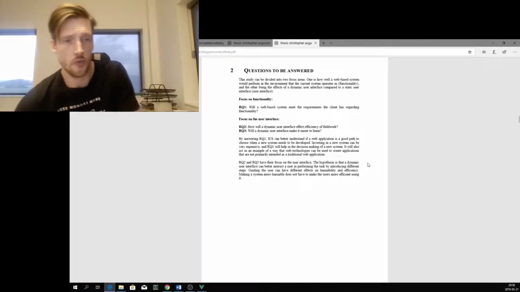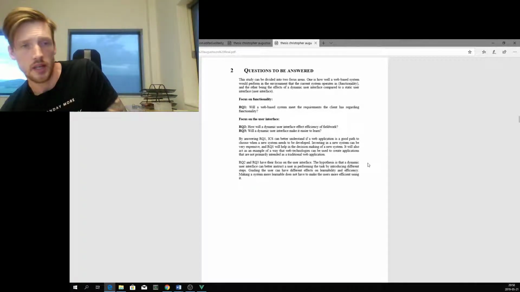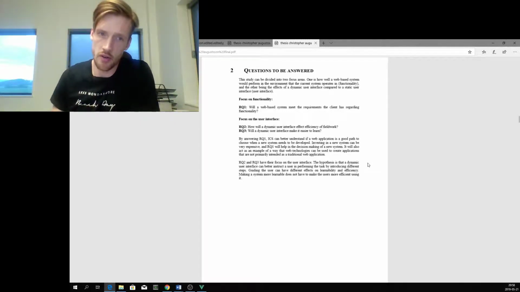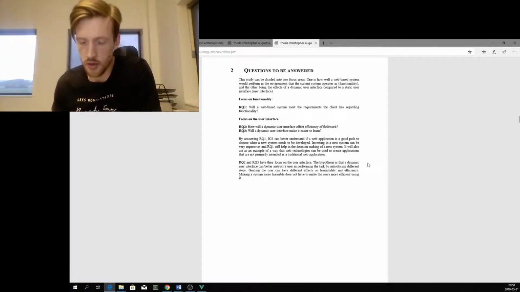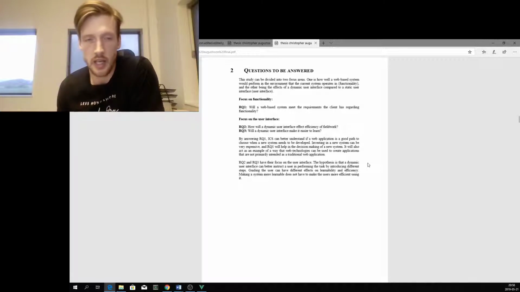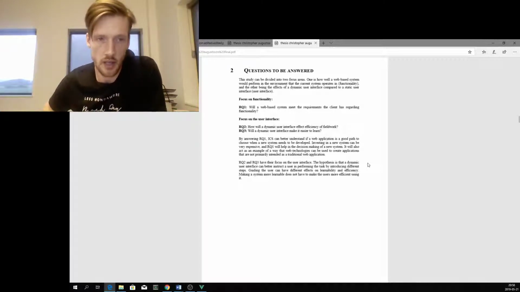And by answering research question number 1, ICS will have a better knowledge on if a web-based system could be a good path for them to follow when a new system needs to be developed. And by answering research questions number 2 and 3, you could understand if a dynamic user interface will make it easier for a user to learn the system.